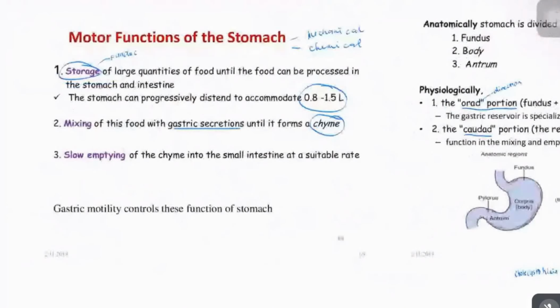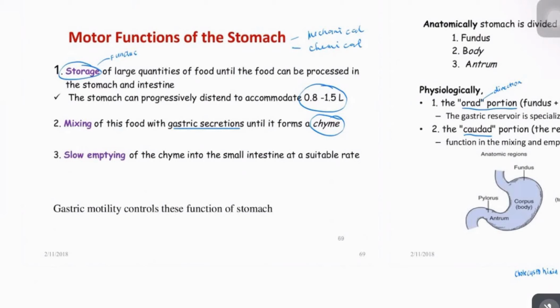Motor functions of the stomach. First, we have storage, commonly seen in the fundus of your stomach, okay? It holds large quantities of food until the food can be processed in the stomach and intestine. Dito sila na-store, okay? Then, the stomach can progressively distend to accommodate 0.8 to 1.5 liters. Okay? Pero depende pa din yan sa race.